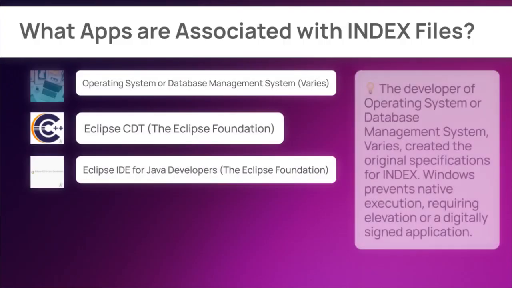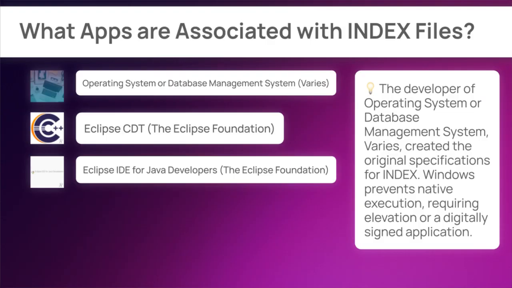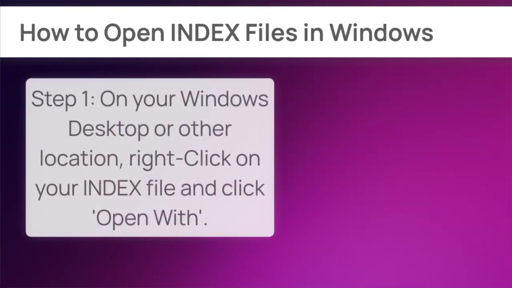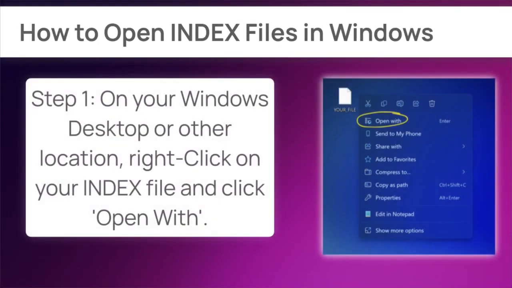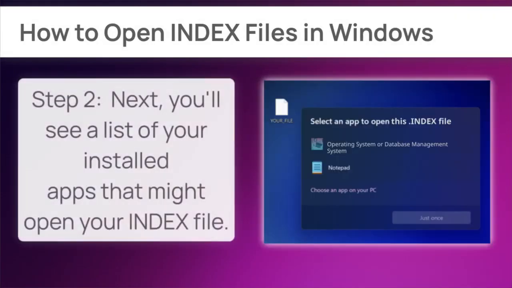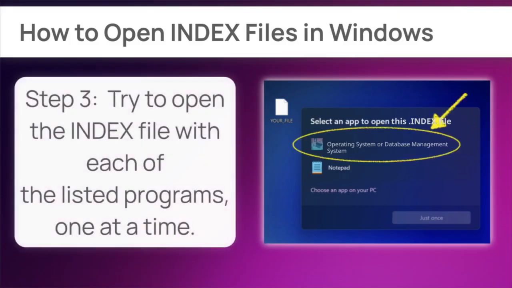Windows is unable to perform a full checksum validation required by this file type. Windows offers minimal help in understanding index files, so specialized applications must interpret them. To resolve the application failure, right-click your index file and choose Open With. Check for operating system or database management system and test it first. If it's missing, select another program from the list. We need a successful file association.